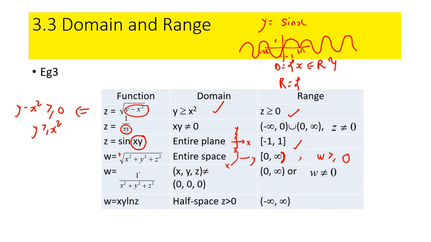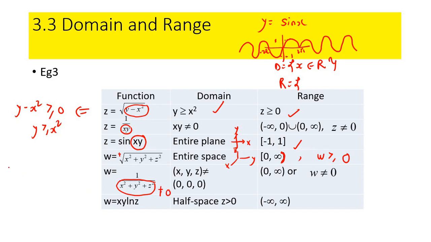Okay, for the second last function, W equals 1 over the square root of x² + y² + z². For a quotient function, we said you must set the denominator here cannot be equal to 0.